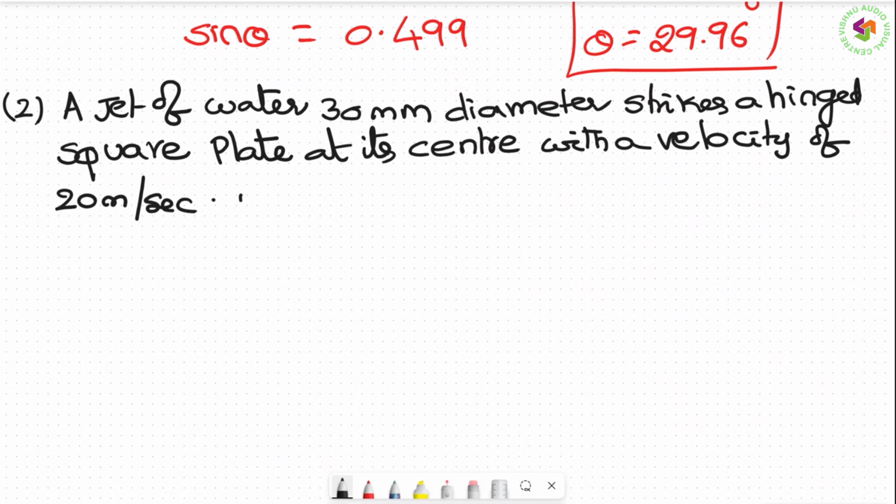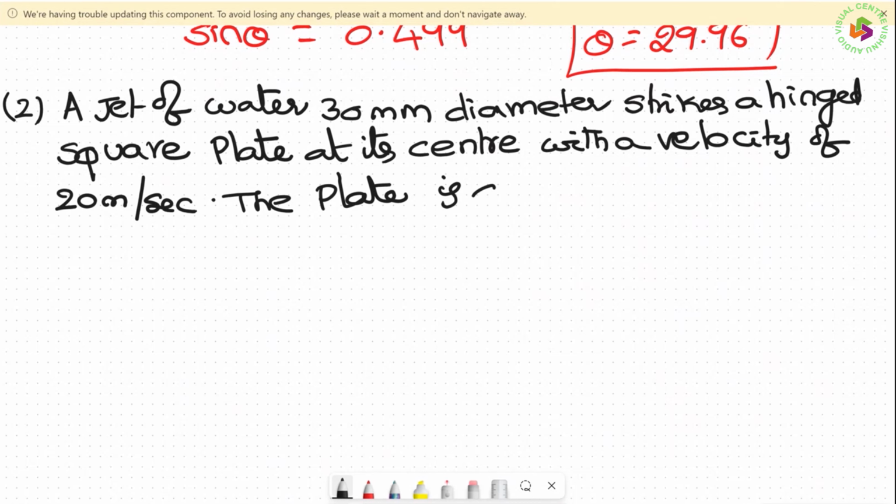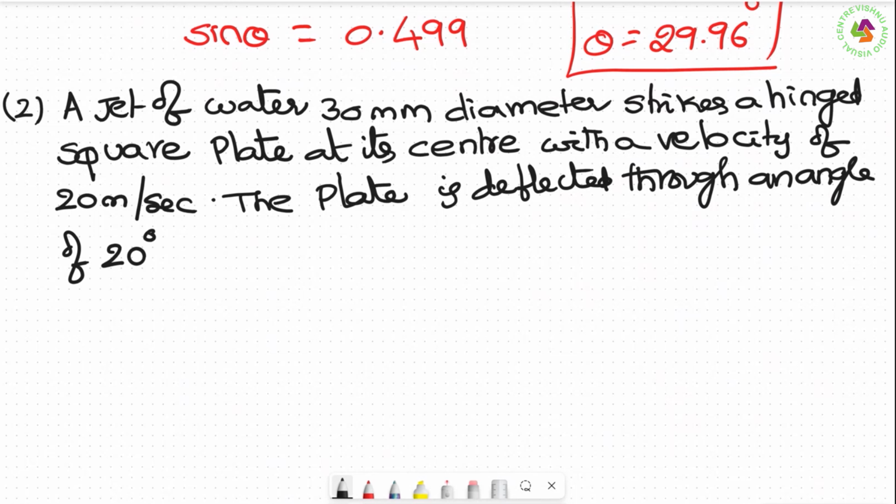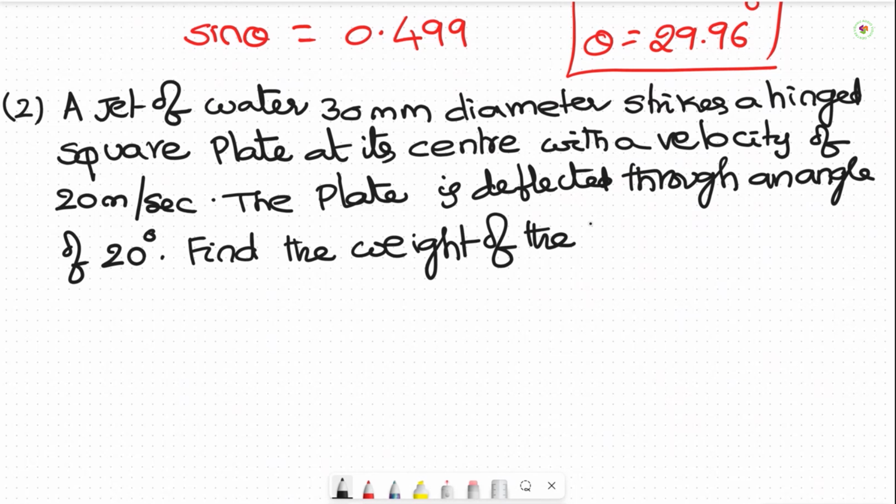The plate is deflected through an angle of 20 degrees. See the difference in this problem: when the angle is given, what will be asked? Then the question is very clear. Find the weight of the plate. Weight was given before, now the angle is given and the weight is asked. Find the weight of the plate.